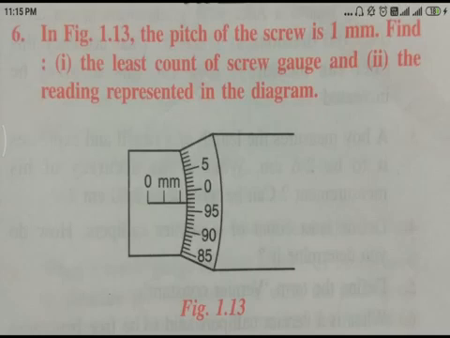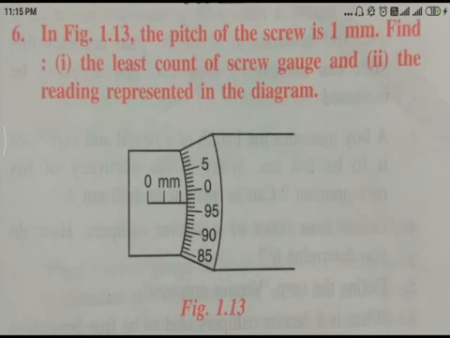Next, the reading you need to calculate. In reading, what did I say? Main scale reading and circular scale reading. Main scale reading means on the baseline how many divisions are visible. Again over here 2 divisions are clearly visible. So main scale reading is how much? 2 millimeter, right? Or you can say 0.2 centimeter.